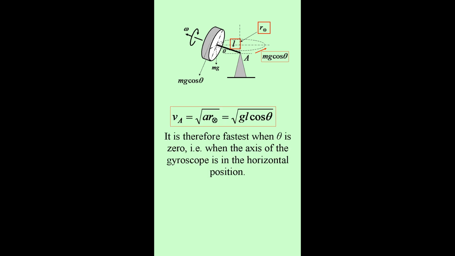It is therefore fastest when theta is 0, i.e. when the axis of the gyroscope is in the horizontal position.